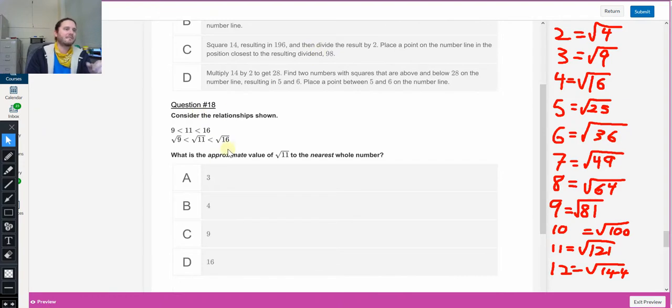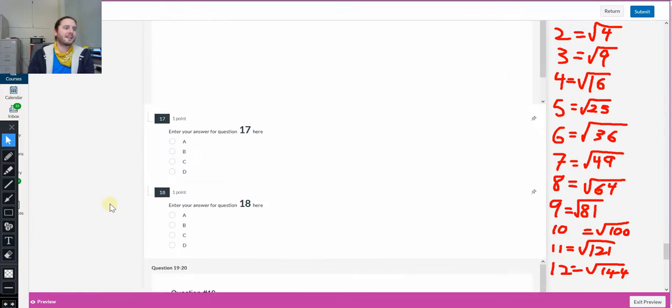For number 18, again, really easy. If you have this chart, it's asking you to guess what would be closest to the square root of 11. Let's see, 11 is closer to 9 than it is to 16. So it stands to reason that the square root of 11 would be closer to 3 than to 4. So we got A for both 17 and 18.